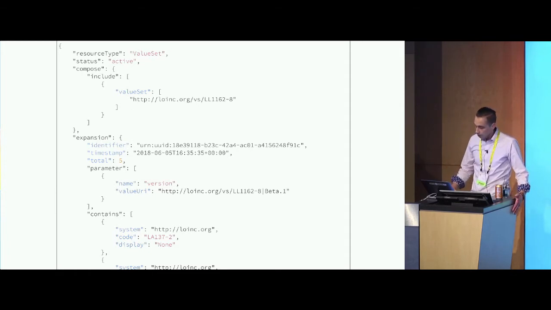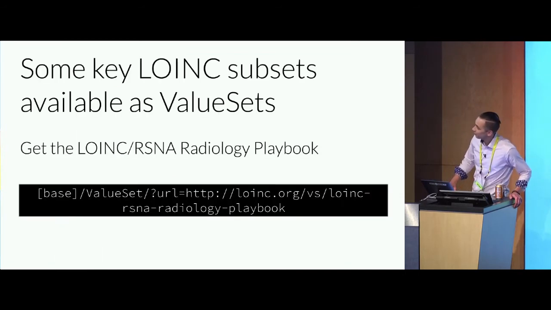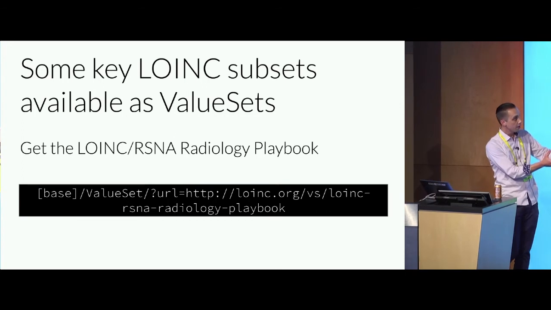LOINC answer list. I don't actually recall what specific example this is, but the first item in the answer list is none. There you go. So we have LOINC answer lists. You can get those as value sets.